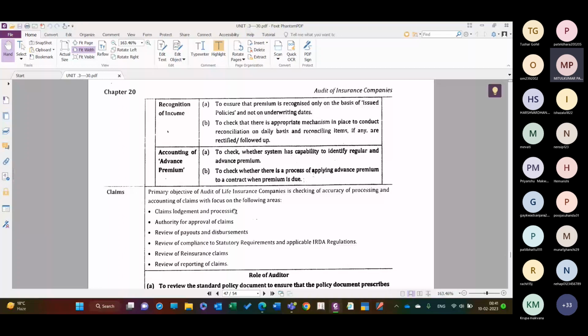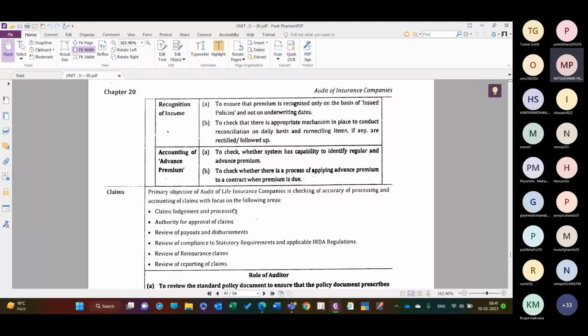Accounting of advance premium. Some of the policies are giving you the advance premium, right? आपने पढ़ा होगा पहले 5 साल इंश्योरेंस पेड करो, उसके बाद आपको 30 years तक पेड करने की जरूरत नहीं. These are all known as the advance premium. To check whether the system has capability to identify regular and advance premium. To check whether there is a process of applying the advance premium to a contract where the premium is due. So that's what you have to see.